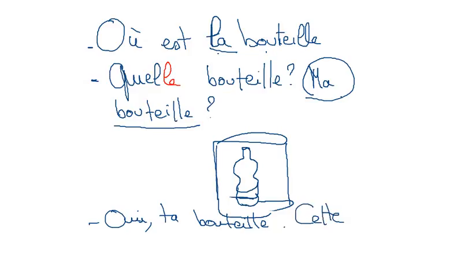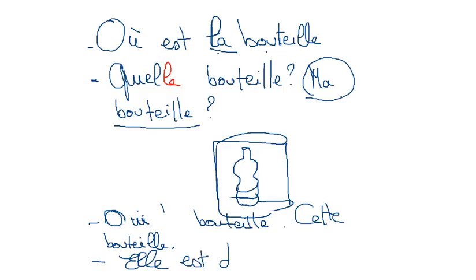Cette bouteille. What am I doing? Oui, cette bouteille. Elle, because it is a feminine, une bouteille, elle. Est dans la boîte.